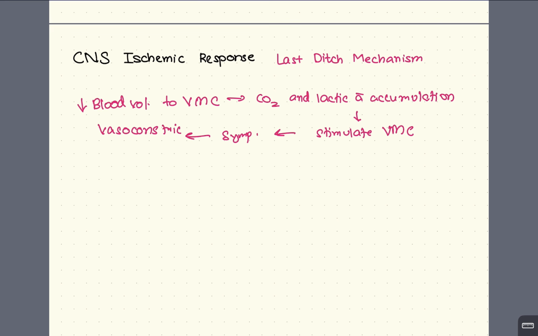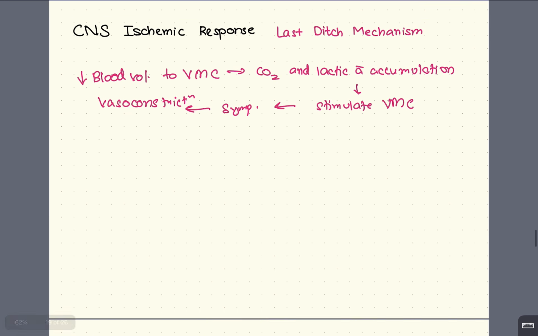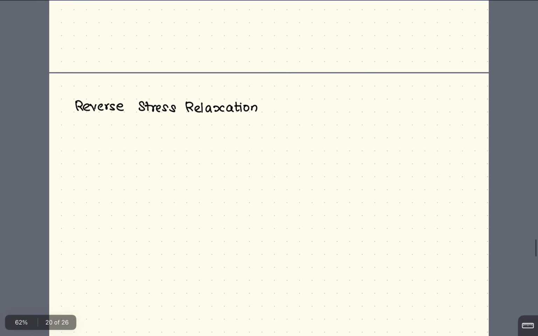So this is the basic flow chart you have to know. Decrease in blood volume to the vasomotor center, carbon dioxide and lactic acid accumulation, it stimulates the VMC, the sympathetic discharge once again or sympathetic stimulation, and there's vasoconstriction. Very simple.